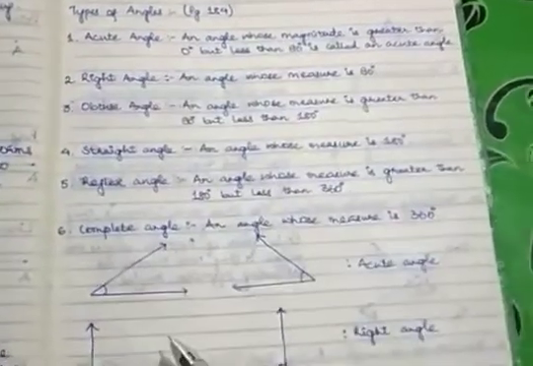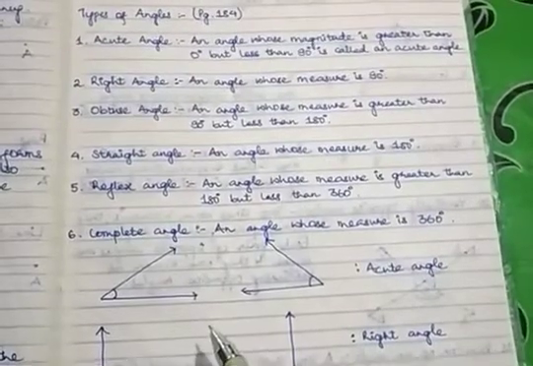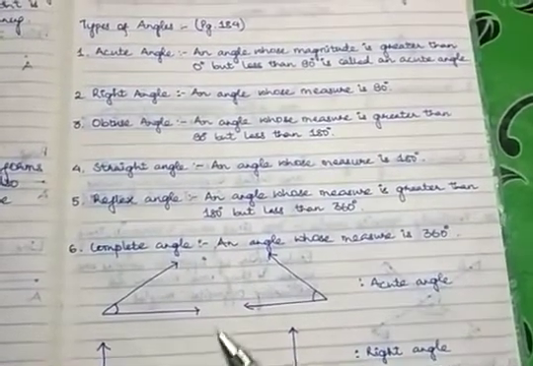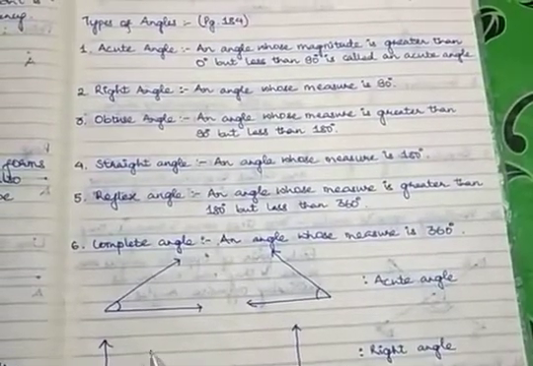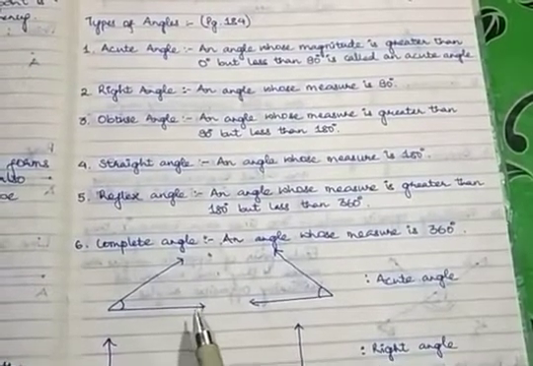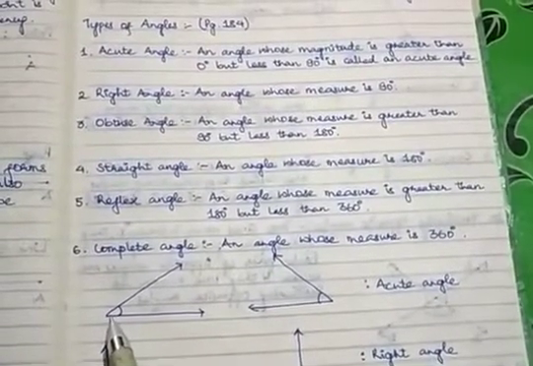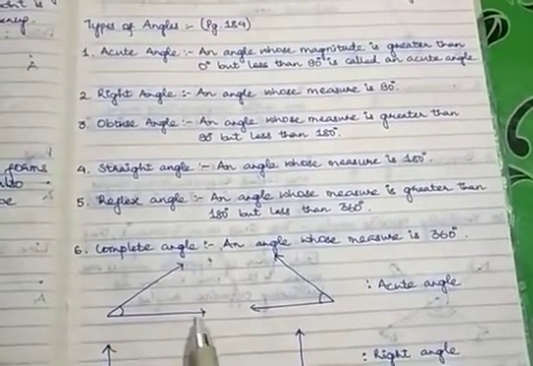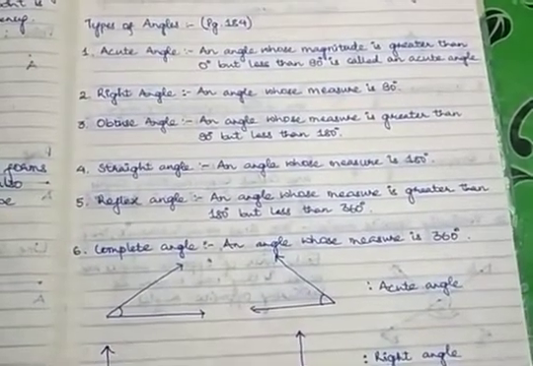For the acute angle, I have drawn the figure here. You might get confused about why I have drawn two figures, like mirror images of each other. This is because this one is actually the base, the baseline, and this is the measuring line of the angle.